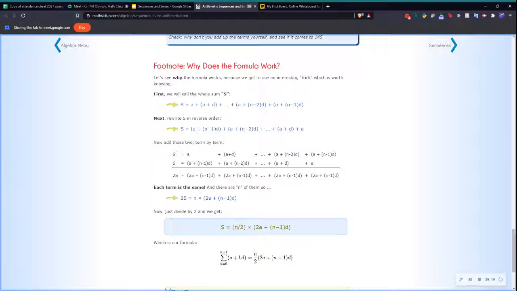And the next thing you would do is write S in the reverse order. So they start with a plus n minus 1 d. So they start with a of n, and then they go down to a1, or a. So now they put it in reverse order, like so. And now they add the two series, term by term.